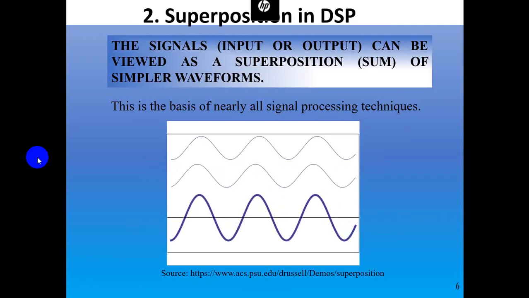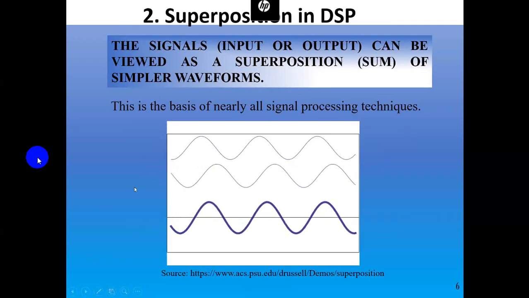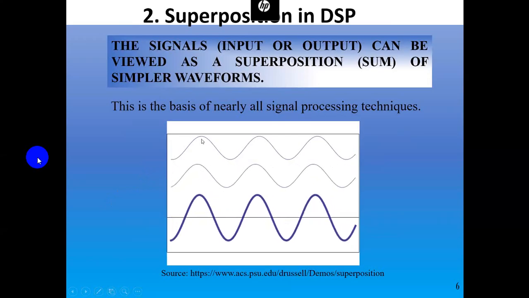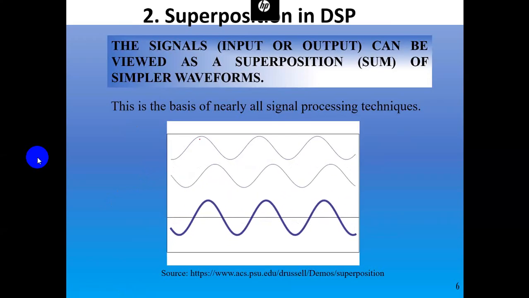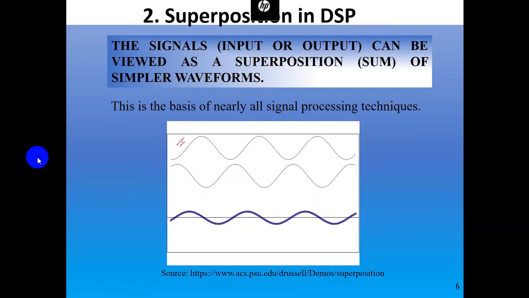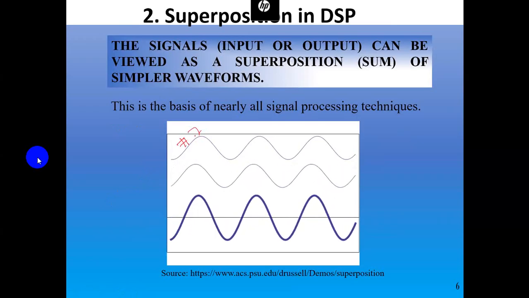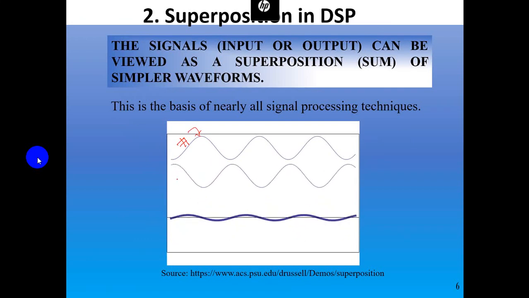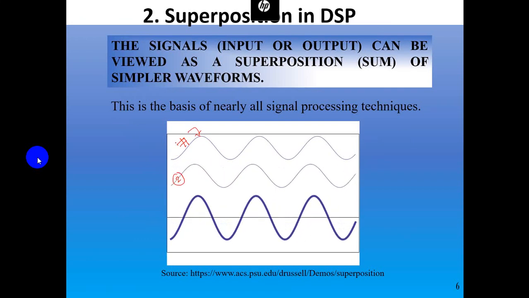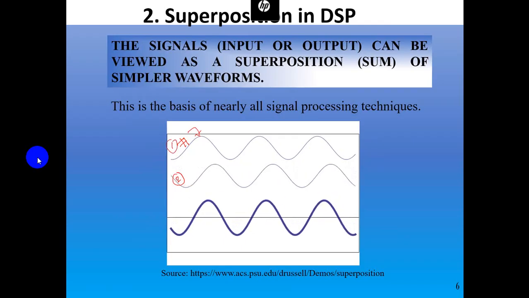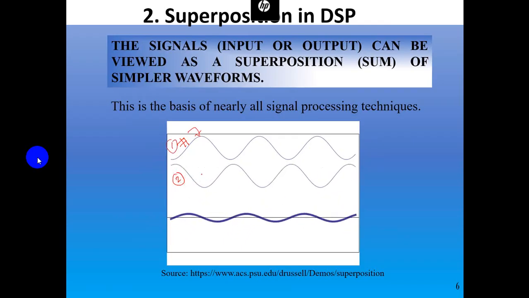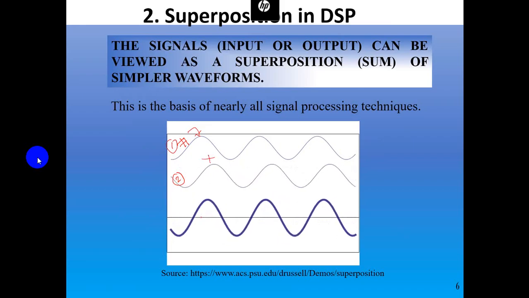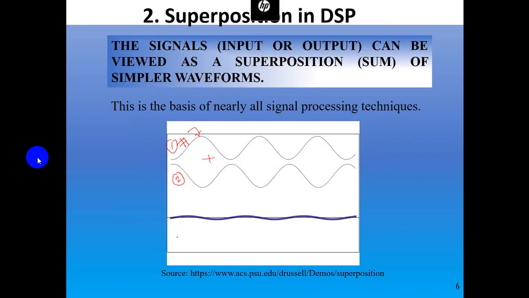Check the superposition concept. You can see a sinusoidal signal. Have a look at this one: the first signal is sinusoidal. In the second case, what is happening? The amplitude is varying. And the sum of these two signals can be viewed as this third signal.